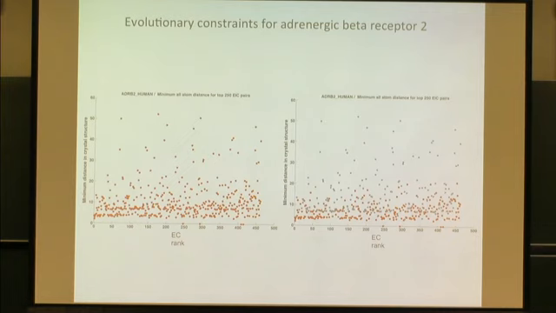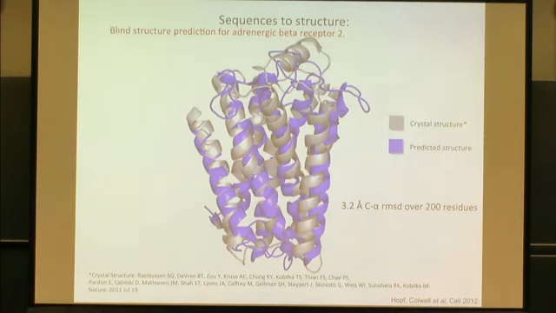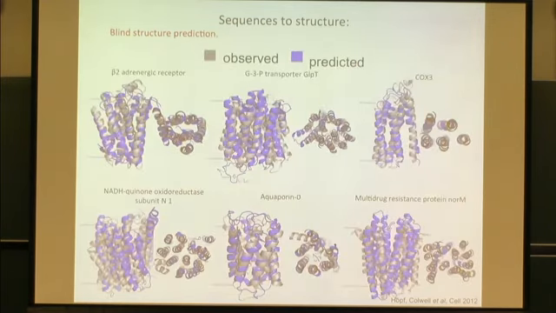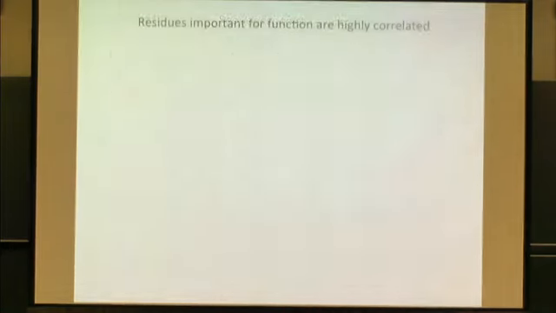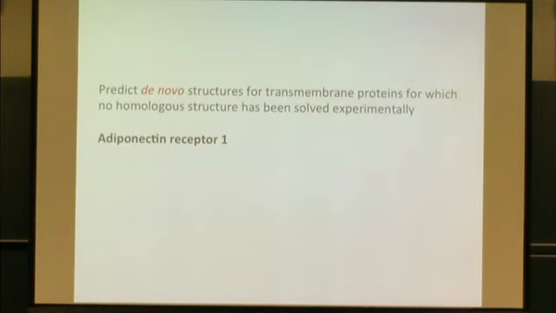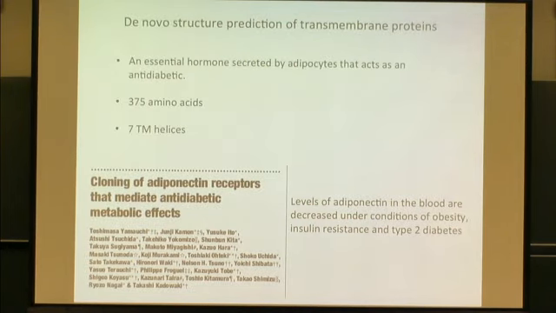It means that we're able to predict the structure of transmembrane proteins with extremely high accuracy. This is 3 angstroms over 200 residues, which then meant we felt confident in looking at proteins for which no crystal structures existed. I'm going to talk about a protein called adiponectin receptor 1. It's a transmembrane protein for which no homologous structure, so no structure of a protein that's similar in sequence, has been solved experimentally.